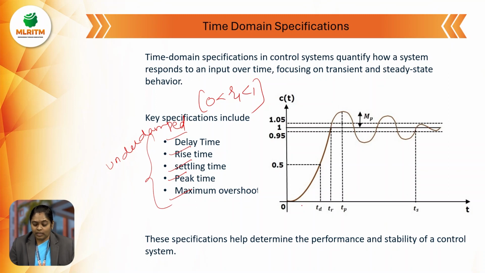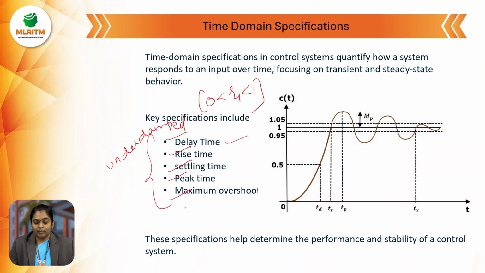And if you observe here, the input, as I told you, we are taking as step input, unit step. That itself indicates I am assuming the input as constant value 1. But in order to reach the output from 0 to 1, it will take some time. So depending upon these times, there are different key components of the time domain specifications. So coming to the first, delay time.